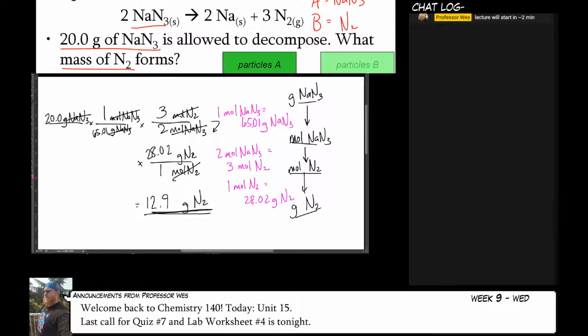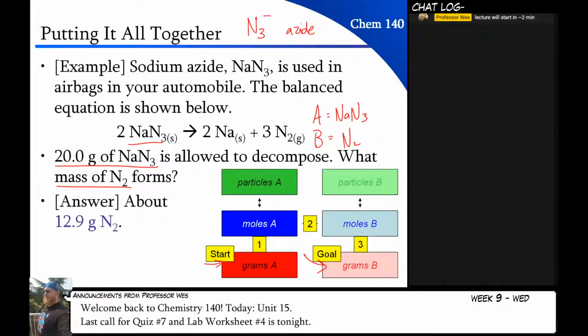So 12.9 grams of nitrogen would be about 10 liters of nitrogen produced. I want to say that an airbag is roughly 10 liters when totally inflated. So this is more or less about the amount of sodium azide that is in your automobile airbag setup. That's my estimate anyway. I'm not actually sure how big an airbag is, but this is a good estimate. It's a good starting point.